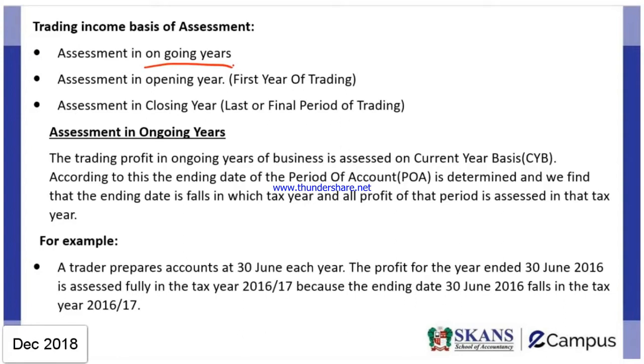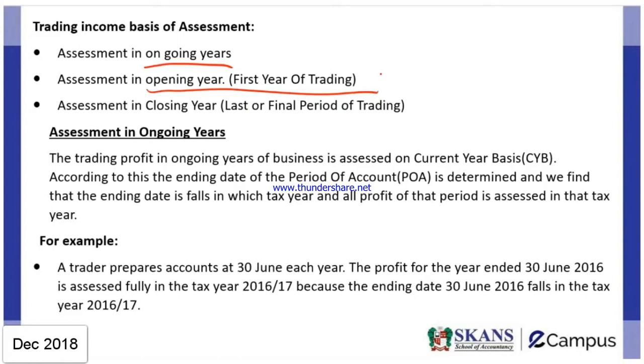the trader is in business for many years. And the second most important, and I think the most technical, area in the trading income basis of assessment is assessment in opening years. When the trader starts his business, the trader commenced his business and prepares his first set of accounts for the first period of account. Very first time the trader is preparing accounts and calculating his tax adjusted trading profit for the first period of account. Then in this case, the trading income assessment is very tricky and very different from the ongoing year rule.